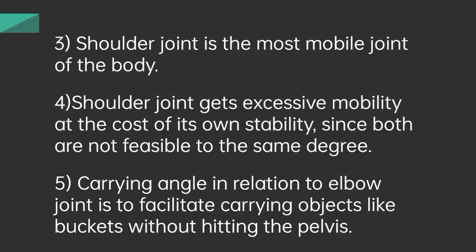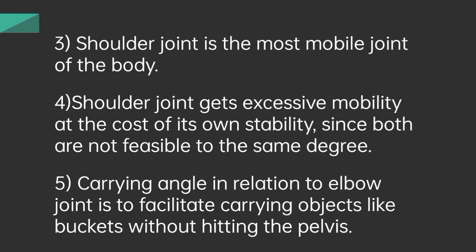The shoulder joint is the most mobile joint of the body. It provides a lot of movement: flexion, extension, abduction, adduction, and internal and external rotation. That's the reason it is considered the most mobile joint of the body. The shoulder joint gets excessive mobility at the cost of its own stability, since both are not feasible to the same degree.